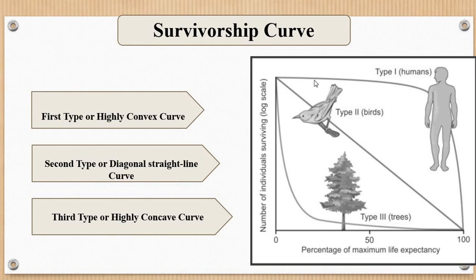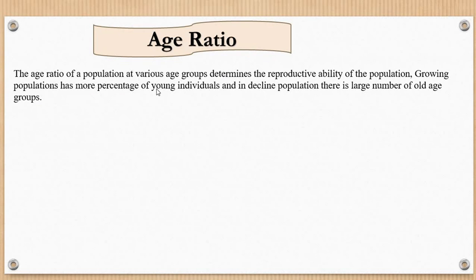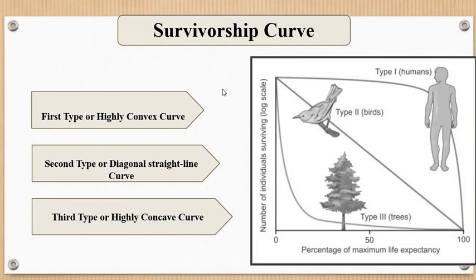Yes, the survival of the individual is very high. They do not die before the time span, that is what it indicates, right? And the second one means the number of individuals dying in all the age groups is almost the same, right? Now the third type of curve indicates high mortality at early age and near about constant at all other life stages.